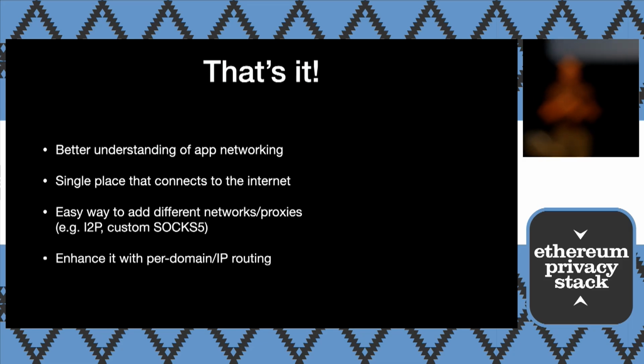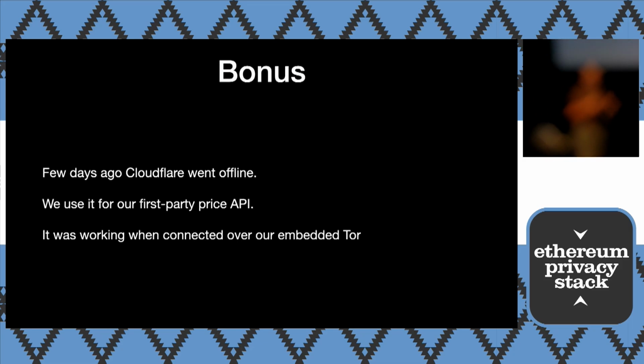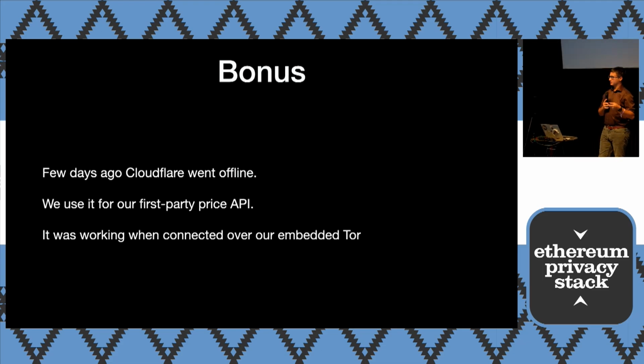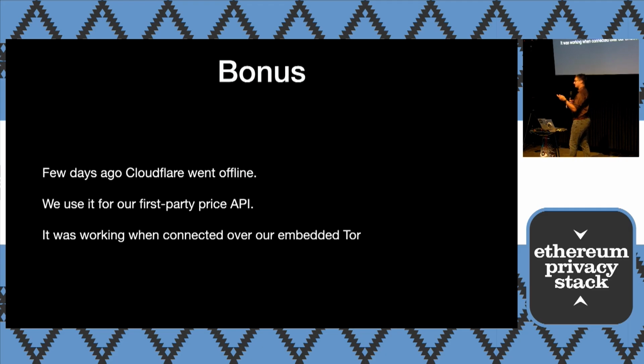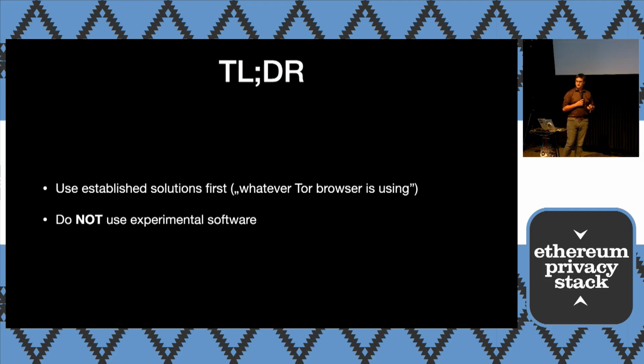And yeah, also as a quick bonus, when I was flying here Cloudflare did a little oopsie and was offline. And we use Cloudflare in Cake Wallet for a first-party API that shows prices of cryptocurrencies. The support was flooded by it not working. And yeah, support just told users to enable Tor because we had it hosted on an Onion endpoint, which doesn't go through Cloudflare. So when people enabled built-in Tor, it was just working because it wasn't affected by it. So it was pretty cool.